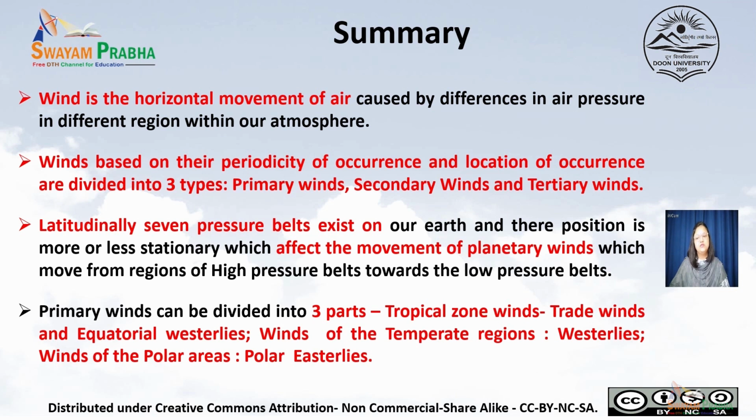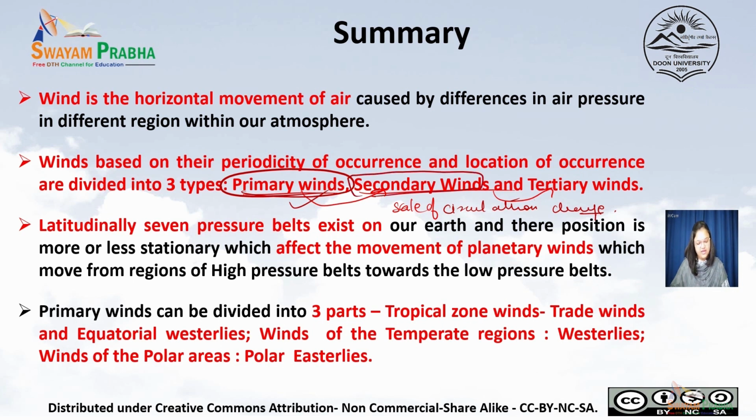Then we have secondary winds, which are periodically experienced. And then finally, we have the tertiary winds, which are experienced at the local level and they are influenced by the local changes in the pressure and temperature conditions. So as we move from primary winds to secondary winds and tertiary winds, the scale of their circulation also changes, where you have global circulation at the primary winds level, then you have the regional circulation at the secondary winds level, and then finally the tertiary winds cover the local area influenced by the local conditions.